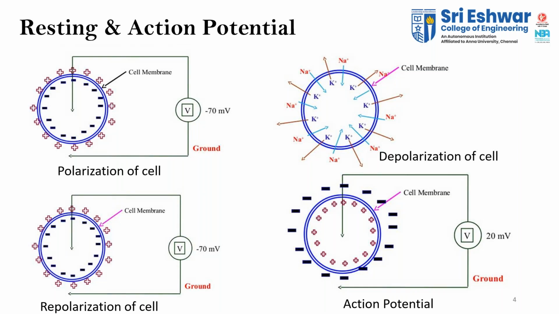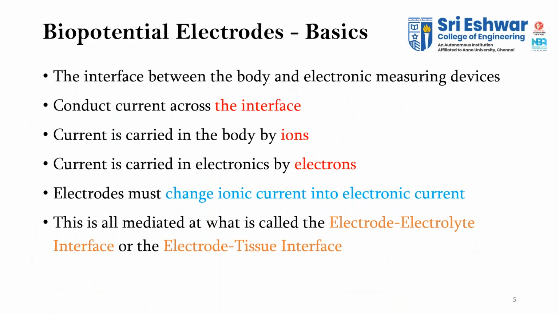It is the interface between the body and electronic measuring devices, used to conduct current across the interface. Interface is connection, correct? I connect my electrode with the body and the other end of the electrode to the machine, so that acts as an interface. The current is carried in the body by ions, and in electronics by electrons. There is a difference between ionic current and electronic current. So electrodes must exchange ionic current into electronic current.